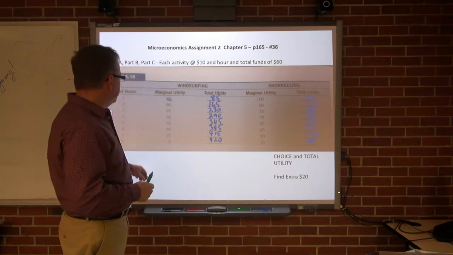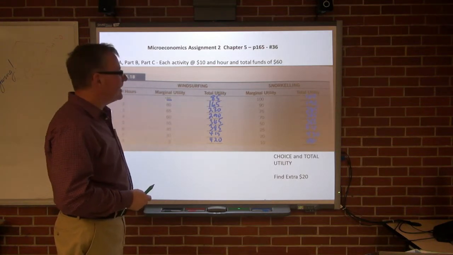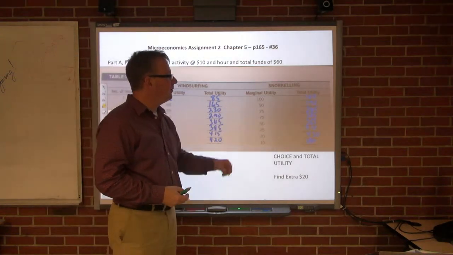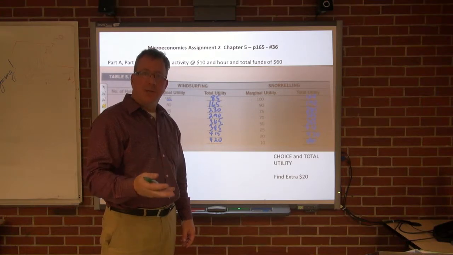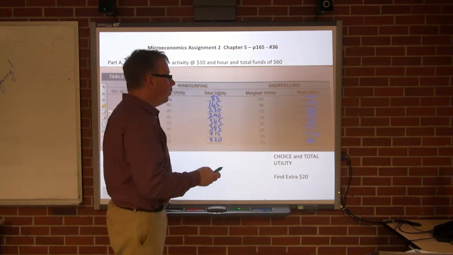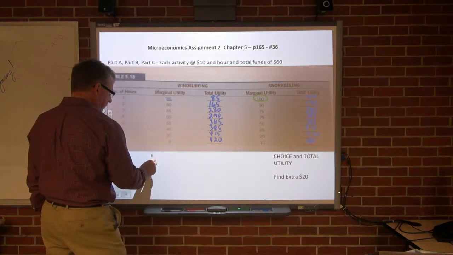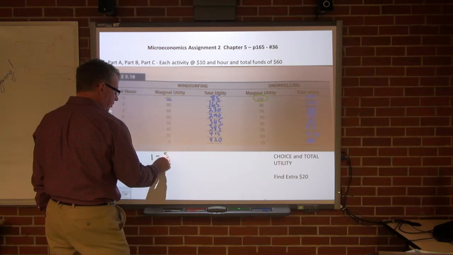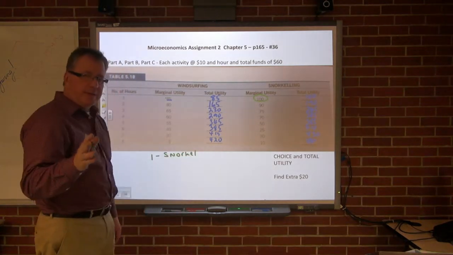Well, let's look at our measurement of utility. The marginal utility for the first hour of windsurfing is 85, whereas the marginal utility for the first hour of snorkeling is 100. So naturally, we're going to go to the one that gives us the most pleasure. Snorkeling, in this case, that first hour of snorkeling, is 100. So we're going to do our first hour of snorkeling. So one would be snorkeling.